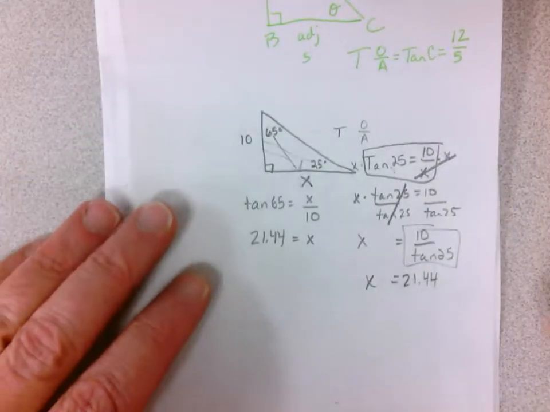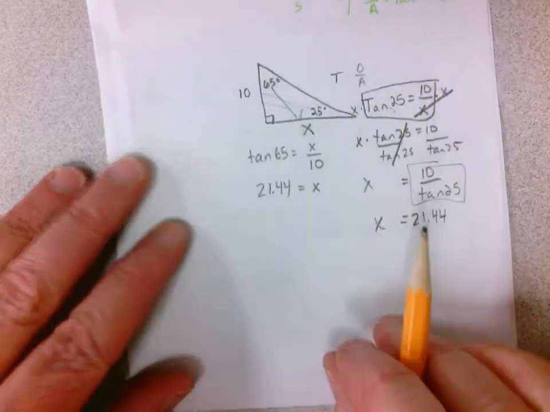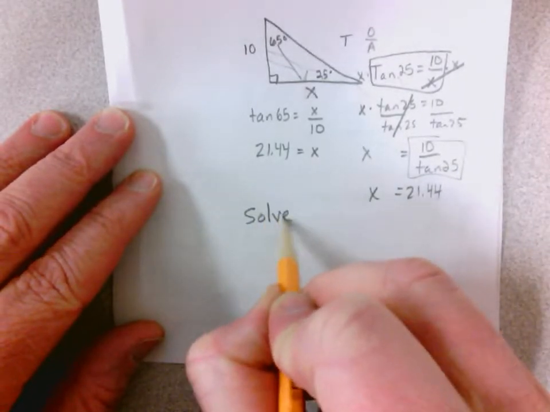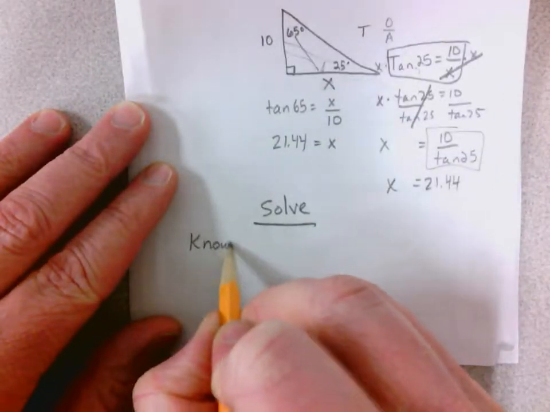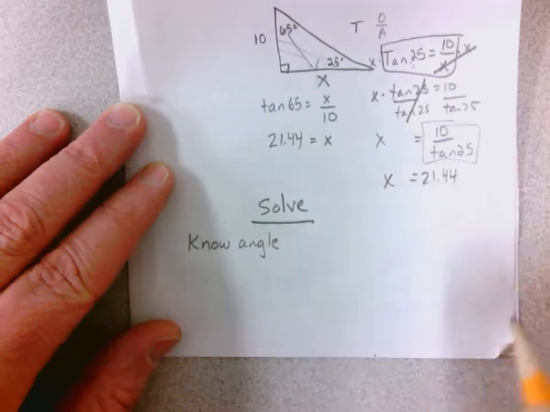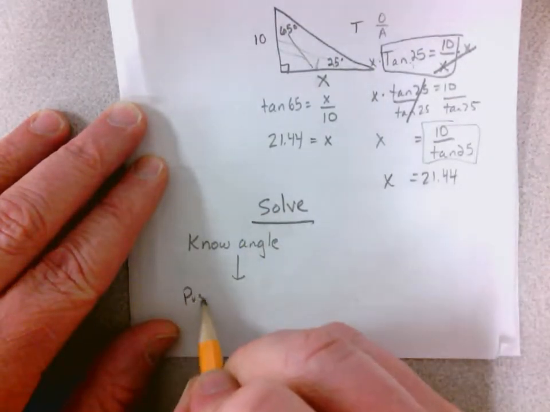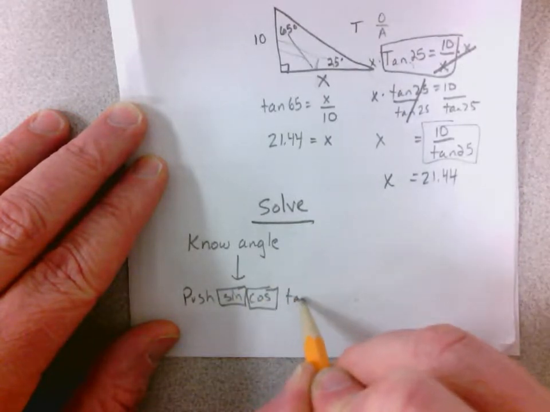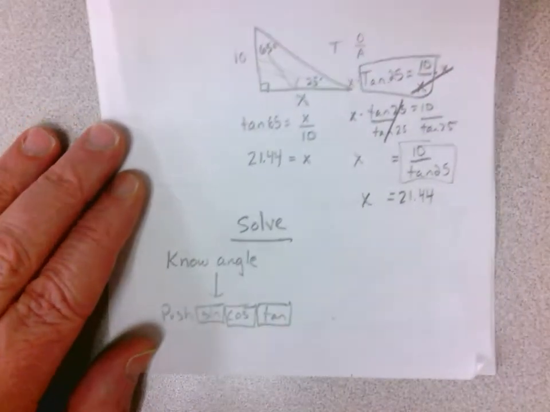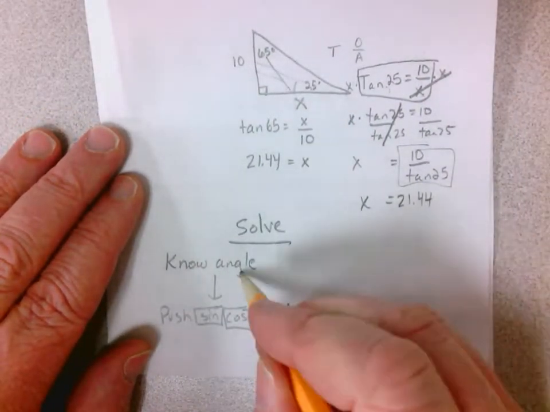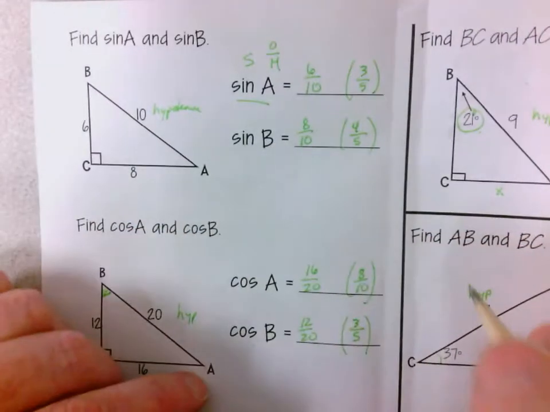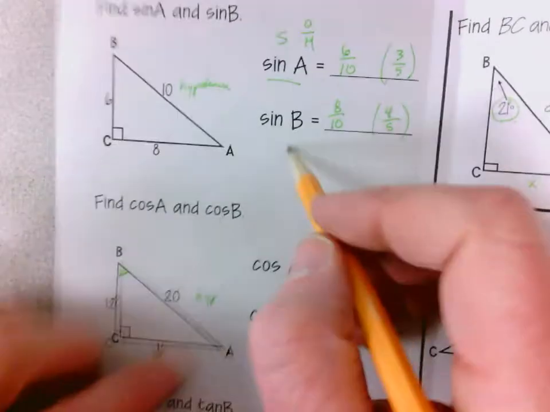Okay, so there's two ways we're going to solve. To solve when we know the angle, we're going to push sine, cosine, or tangent, those buttons. That's when we know the angle. The other way that we can do this is when we don't know the angle. So I'm going to go back to the inside of my foldable here. We don't know the angle, so on any of these we don't have the angle. We want to find the angle.